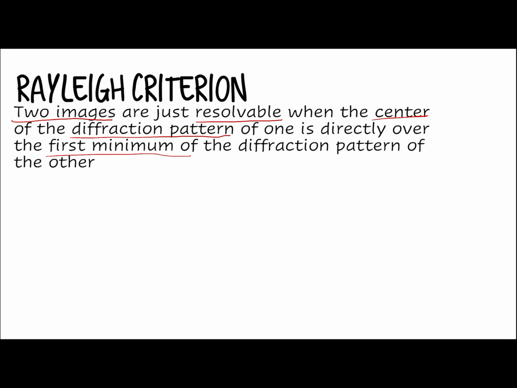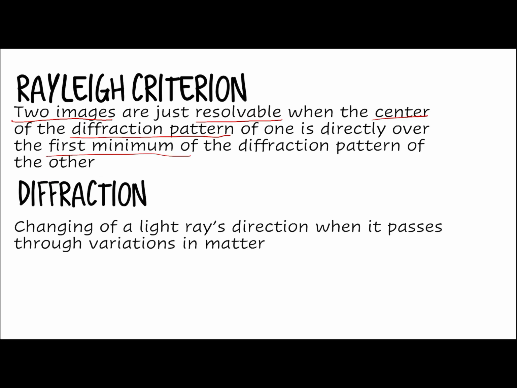But the first thing we're going to talk about is diffraction. So you probably know about diffraction, but just to recap, it's the changing of a light ray's direction when it passes through variations in matter. So what? The thing with diffraction is that it limits detail in an image. And what does this mean? Basically that it limits resolution. So the more diffraction, the more limited the resolution, the less you will see.